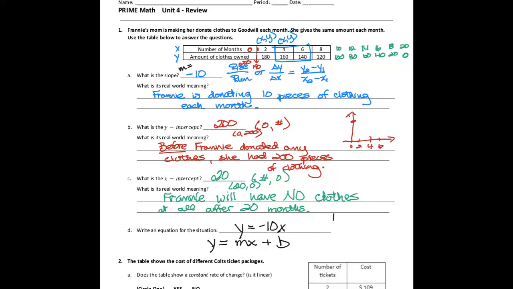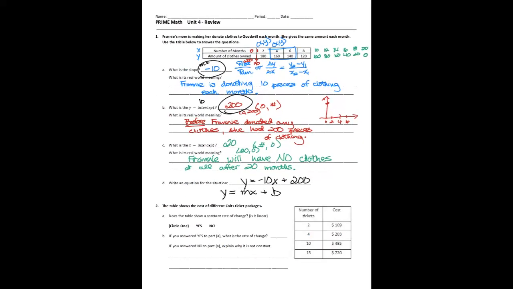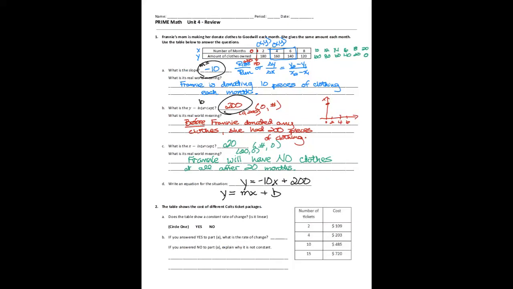And then plus b. B is your y-intercept, which is 200. And remember, the y-intercept is where we started. Okay? So that is it. Very nice, Janetta. Thank you. Any questions about that one?